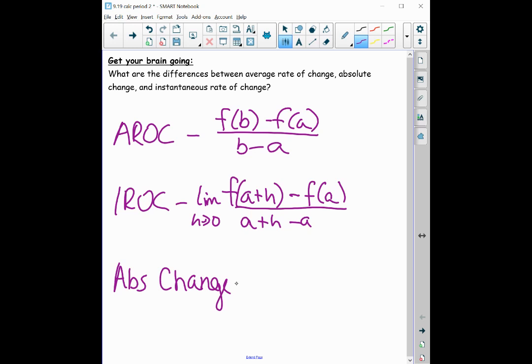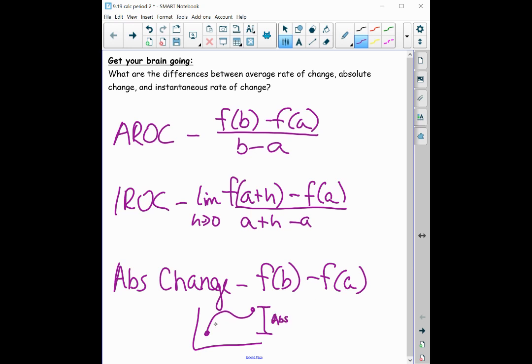And then absolute change is just the change in the height of the function, or the change in the value of the function. If I had a graph with A and B, the absolute change would be the change in the height, not necessarily the change in the height over the change in the width, but just the change of the height of that function. So if I went from $2 and I ended with $11, that's an absolute change of $9. It's just the length of that vertical line between the two function values.